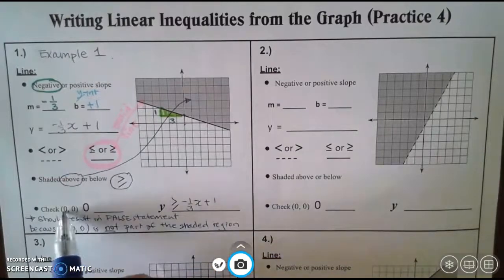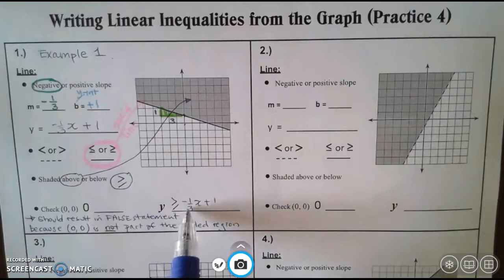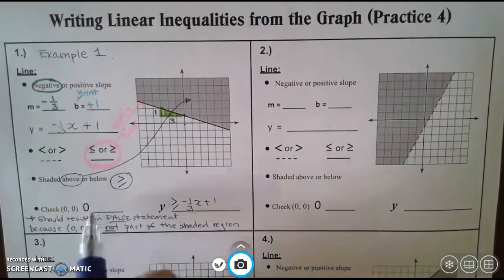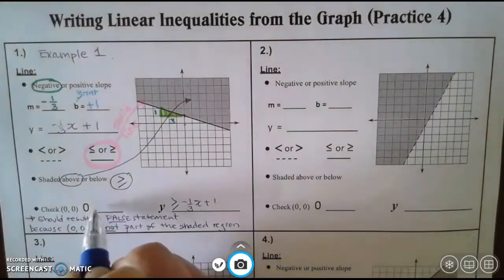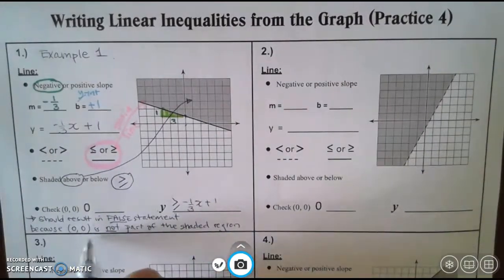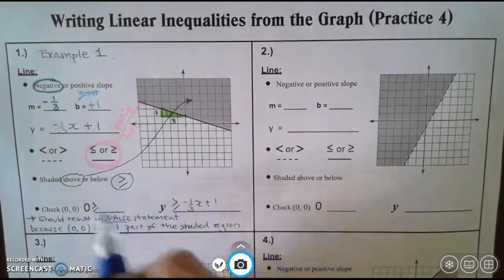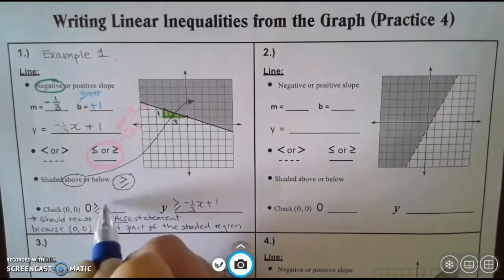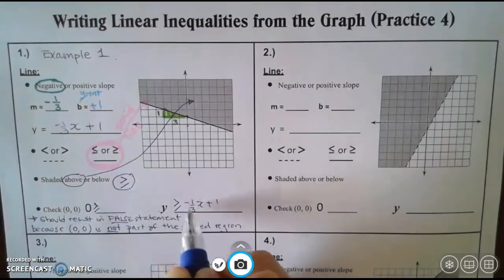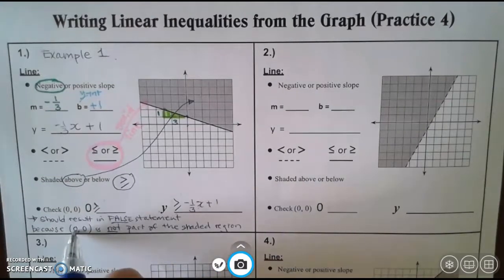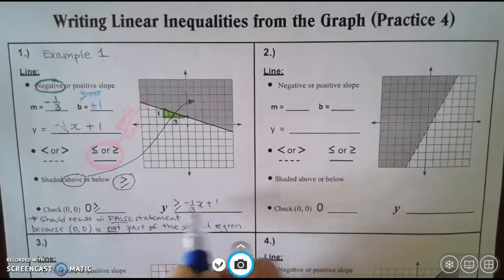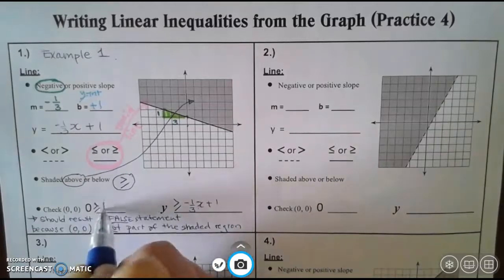So when I substitute 0, 0 into the inequality that I think is correct, it should come to a false statement. So let's just check that. So for y, 0 is greater than or equal to negative a third times x, negative a third times x, anything times 0. So this is going to be 0 because my x value is 0 here. That's going to be 0 plus 1.